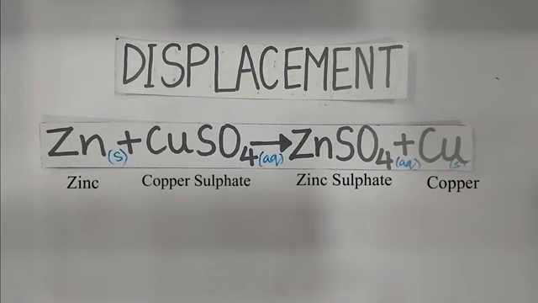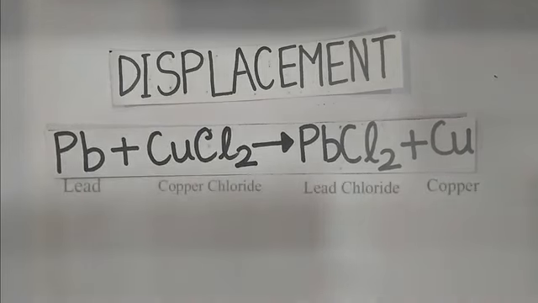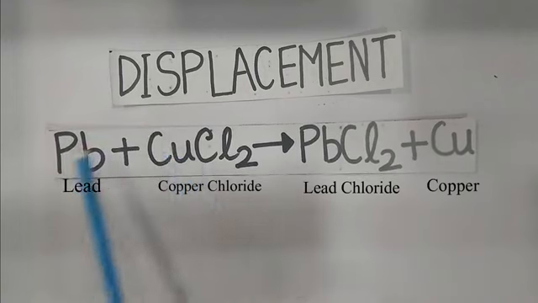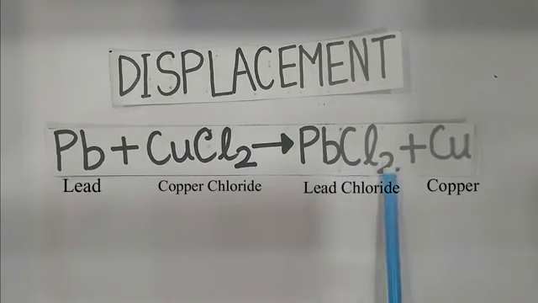Now let us take another example. So here what is happening? Lead is represented by Pb. If you observe in the periodic table, lead has a Latin name, plumbum, which is why it is represented as Pb. So lead is reacting with CuCl2. Because Pb is more reactive than copper, it displaces it, because of which the products that are formed are PbCl2 plus Cu.